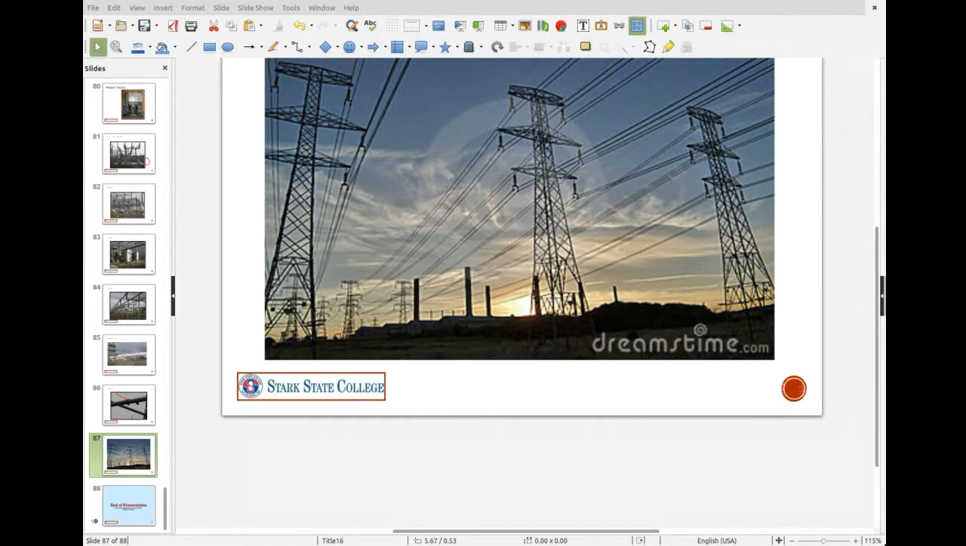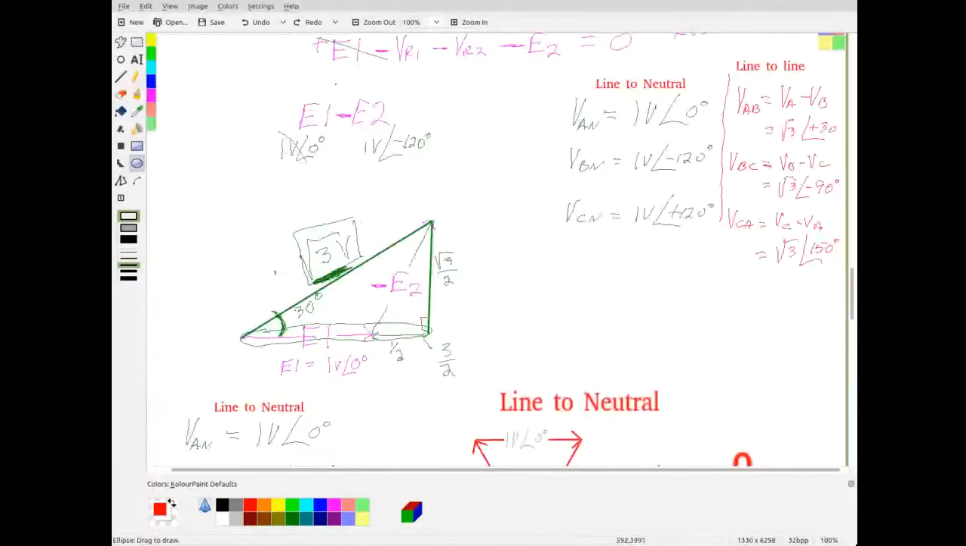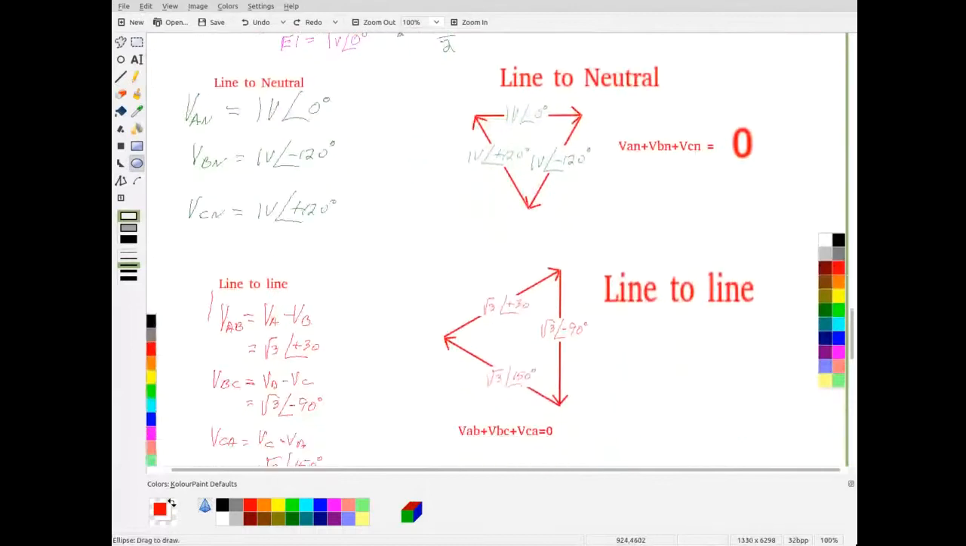Let me flip back to my drawings there for a minute. So we can talk about line to neutral or line to line. Okay, so we can talk about either line to neutral or line to line, and they are square root of 3 difference in magnitude, and there's a 30-degree phase shift between them, depending on which voltage you're looking at.